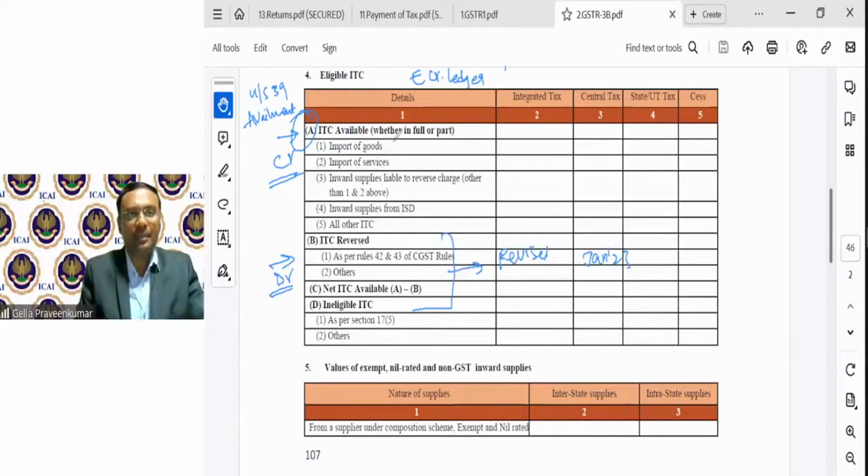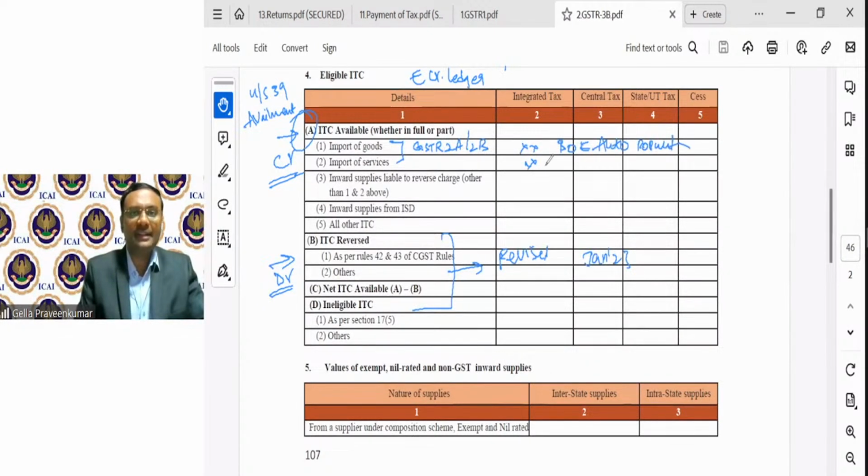Import of goods, import of services. Only IGST will be filled in here. So I'll specify what is import of goods. This is auto-populated from GSTR-2A or 2B, on the basis of your bill of entry. My import of goods is auto-populated.